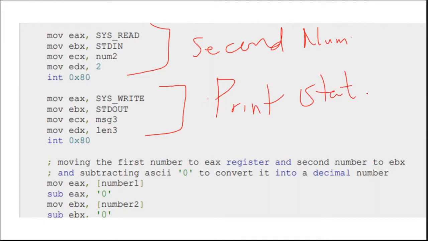Now we need to do the computation. Now everything has been read into memory. So we need to now work with what has been read into memory, okay? So the first one is you need to create a pointer. Now this pointer will be pointing to the first number that will be entered. Are you guys following? So move EAX number 1.